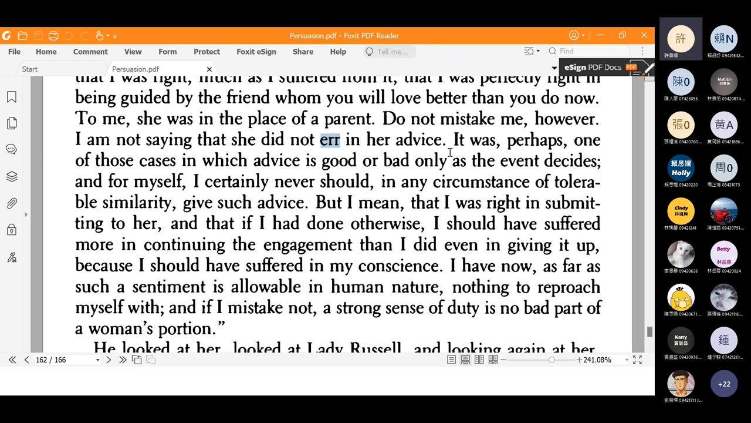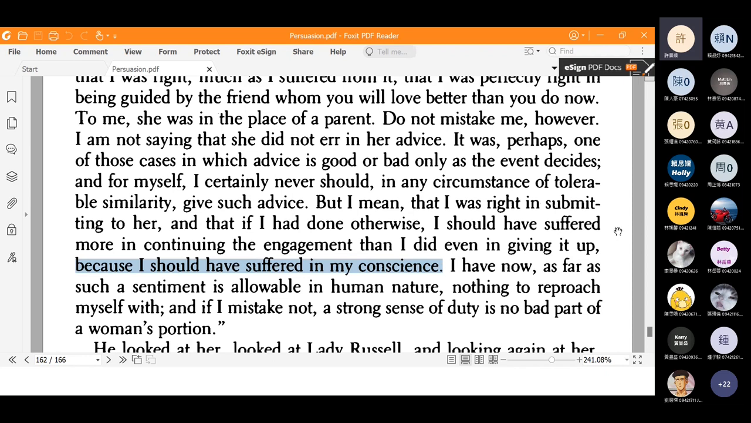And she explains why. I'll come back to that part. But I mean that I was right in submitting to her. So even though it was bad advice, it was still a good choice to follow that advice. Because Lady Russell is like her parent. And she says, if I had done otherwise, if I had not followed her advice, if I had married you at the beginning, I would have suffered more in continuing the engagement than I did even in giving it up. So if I had married you, I would be even more in suffering because I would have suffered in my conscience.